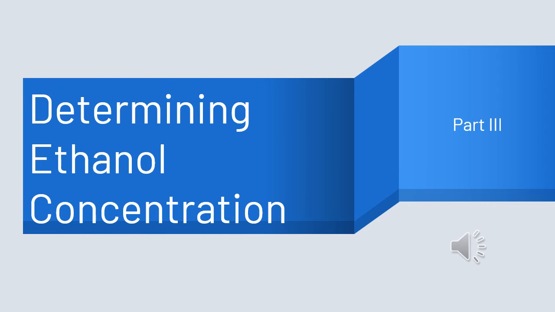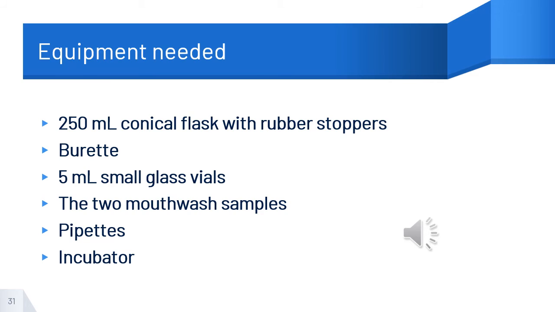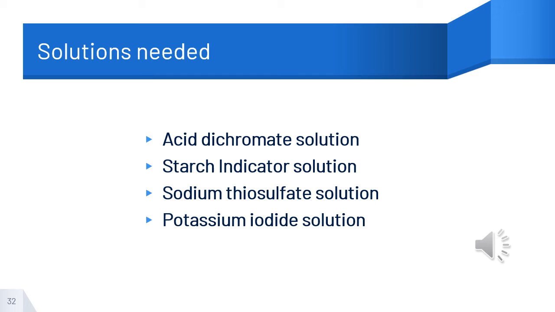Lastly, my third part was determining ethanol concentration in the mouthwashes. The equipment I needed for this procedure was a 250 milliliter flask, a burette, a 5 milliliter small glass vial, my 2 mouthwash samples, pipettes, and an incubator. The solutions I needed for this experiment were acid dichromate solution, starch indicator solution, sodium thiosulfate solution, and potassium iodide solution.